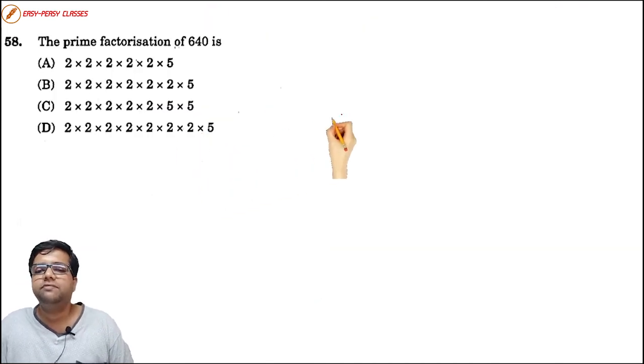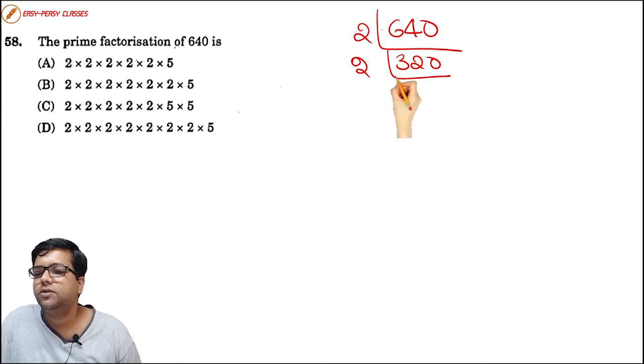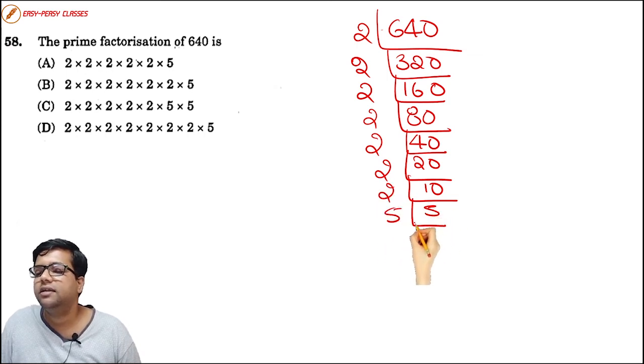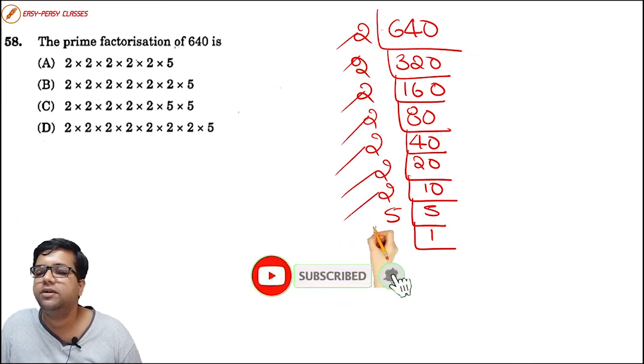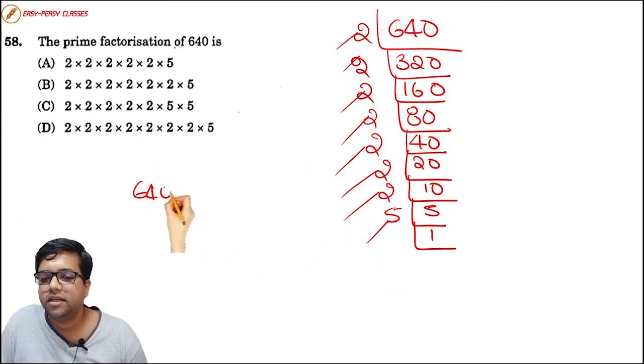Question number 58, the prime factorization of 640. Oh, this is very easy. Prime factorization of 640. 2 32s are 64, 2 16s are 32, 2 8s are 16, 2 40s are 80, 2 20s are 40, 2 10s are 20, 2 5s are 10, 5 ones are 5. So how many 2s are there? 1 2 3 4 5 6 7 2s are there, 1 5 is there in the answer. So this can be written as 640 is equal to 2 to the power 7 into 5.